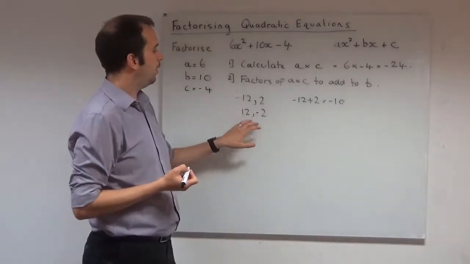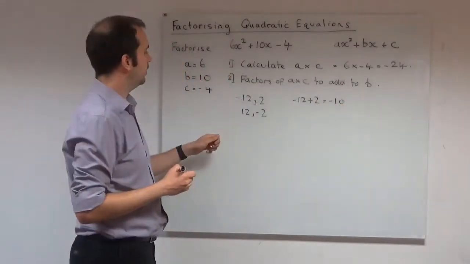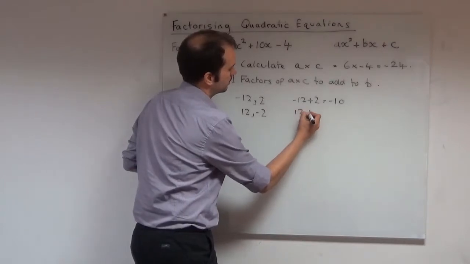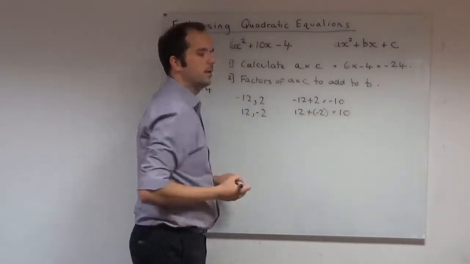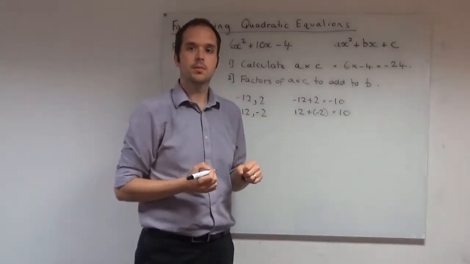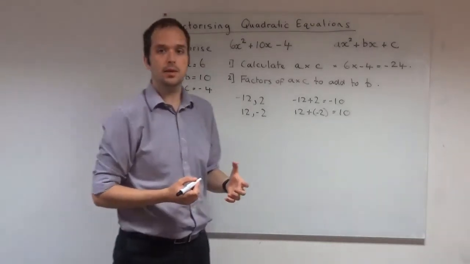Let's think about that. 12 times minus 2 is minus 24. That's good. 12 plus minus 2. Well, that does indeed give me 10. Exactly what I was looking for. So now I've found my two factors, I can move on to the next step.